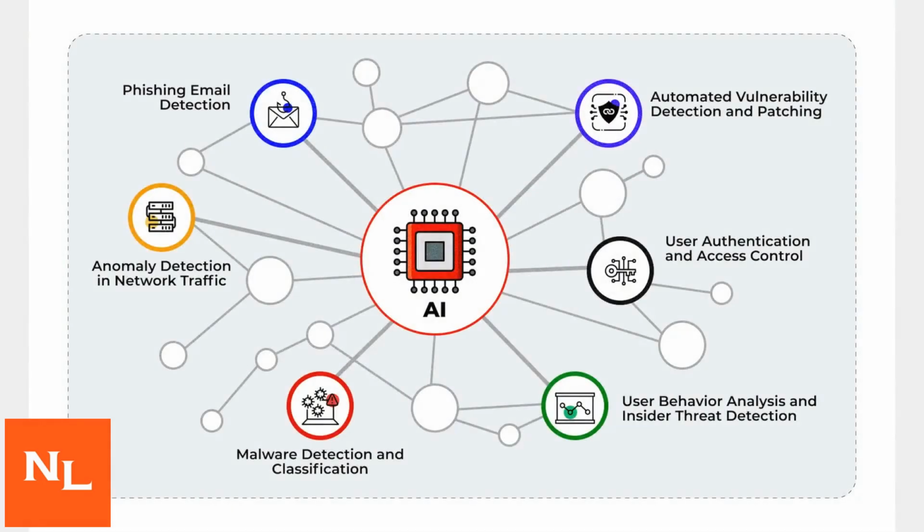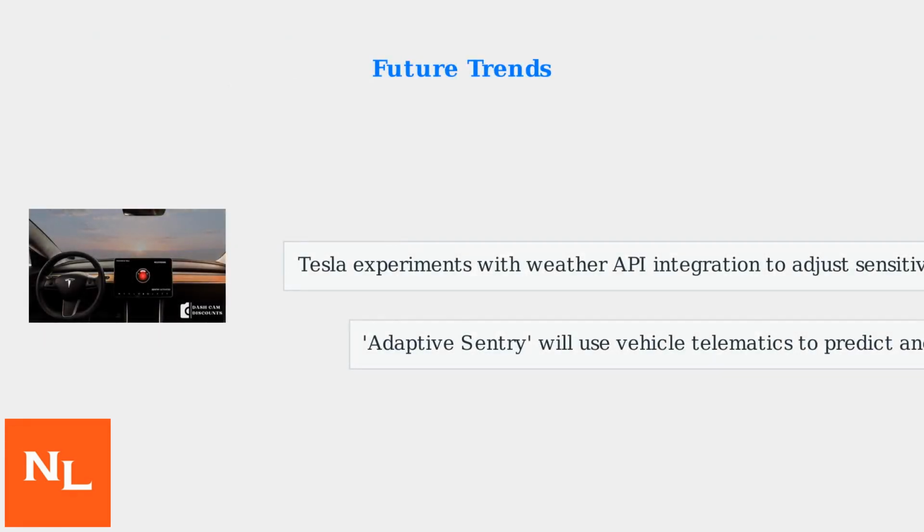Tesla is increasingly using AI to differentiate between genuine threats and benign activity. A key trend is AI-integrated security, learning from user data to reduce false positives. They're also experimenting with weather API integration to adjust sensitivity during adverse conditions.